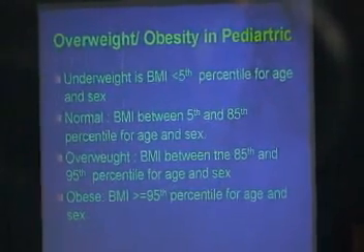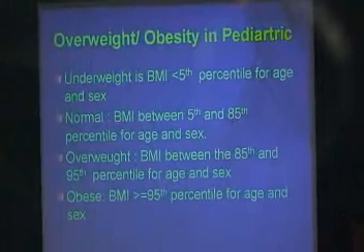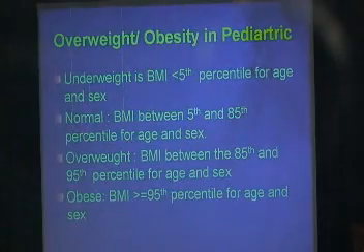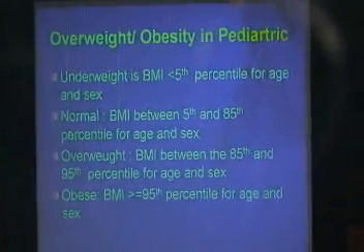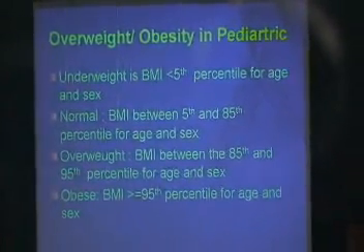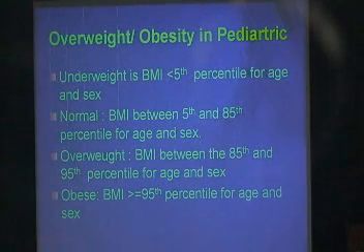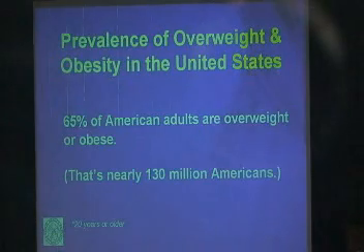The pediatric population is looked at differently, and underweight is where there is a BMI below the 5th percentile for age and sex. It is always defined by age and sex. The normal is between the 5th and the 85th percentile for age and sex, and overweight, sorry about the spelling, is a BMI between the 85th and the 95th percentile for age and sex. Obesity is defined in the pediatric population by a BMI above the 95th percentile for age and sex.